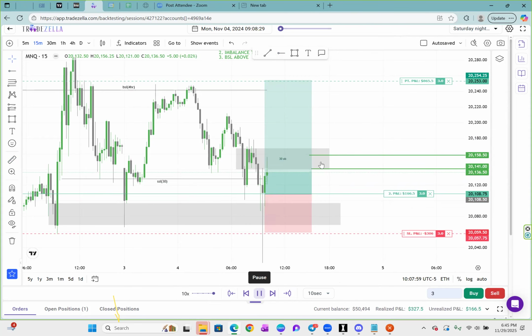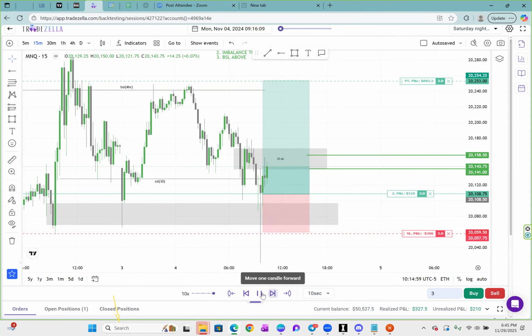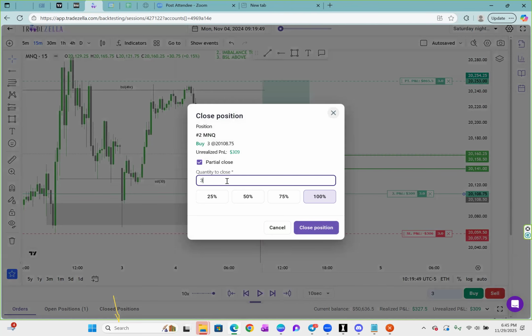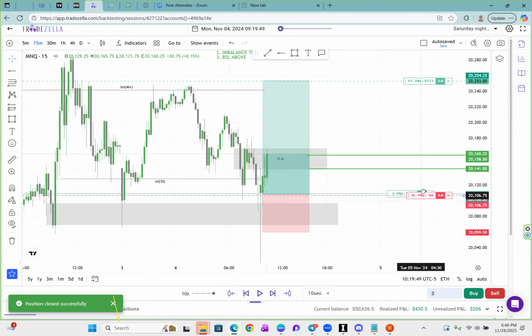Price almost hit that TP2. We know it's struggling at that 30-minute order block. This would have been a real risky trade. Boom, TP2 was hit. So guess what I'm going to do? Close position, partial close, and I'm going to secure a contract. And I'm going to move my stop loss to break even.